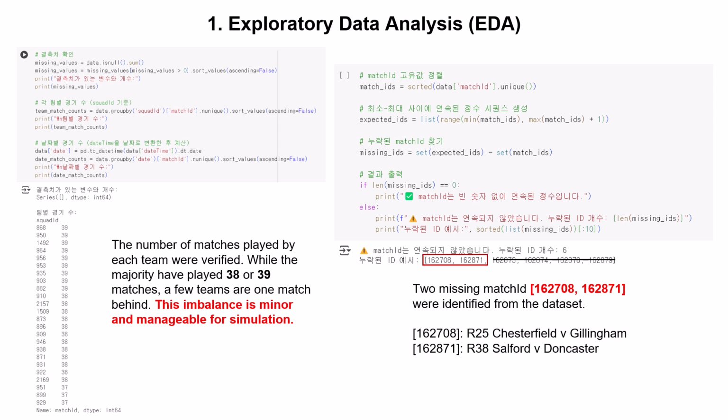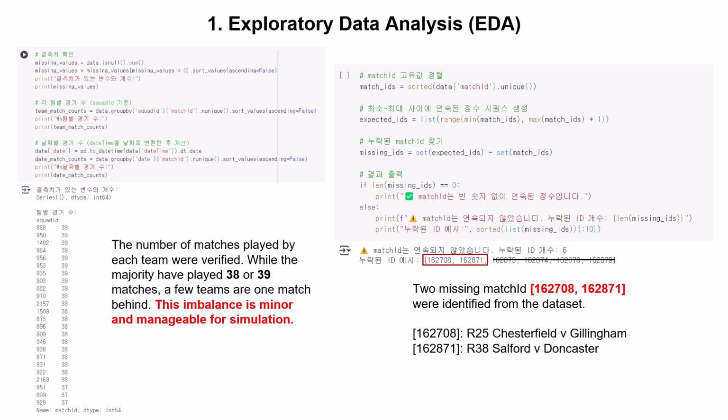I reviewed the total number of matches each team has played. Most teams had played either 38 or 39 matches, which is expected given the point in the season. But a few teams were one match behind, but this is a really minor imbalance and it can be easily managed in simulations. So it's totally fine.